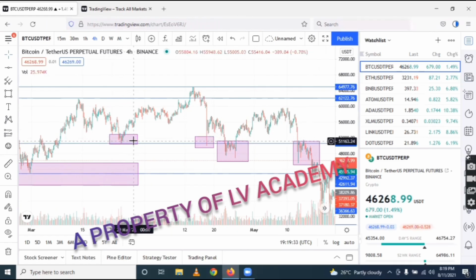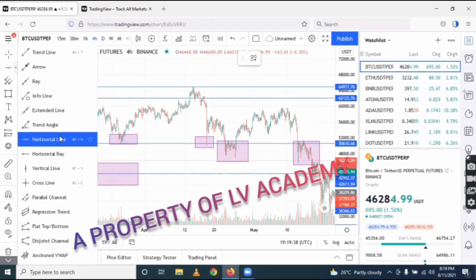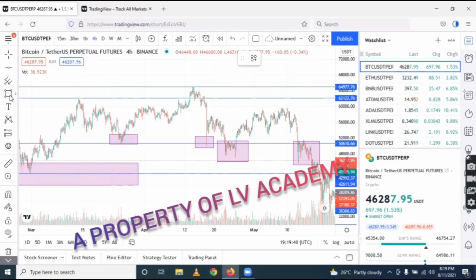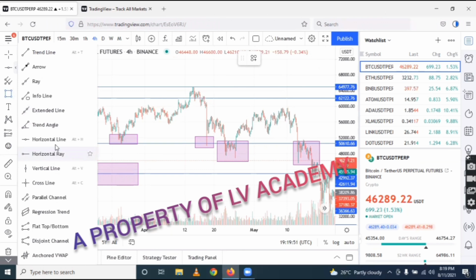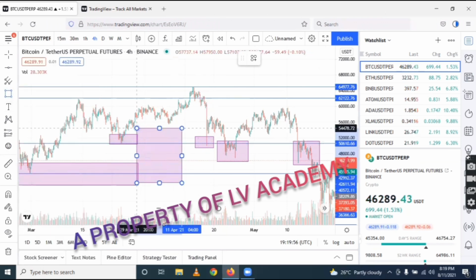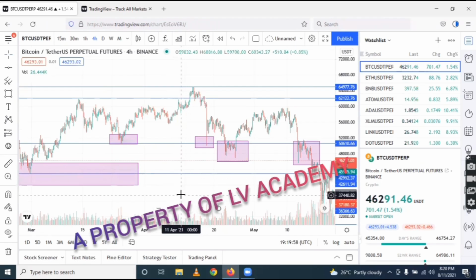As you can see, these are the tools you are going to use: the horizontal line or horizontal ray, then you draw this square, the rectangle. As you can see, rectangle. Then horizontal line or horizontal ray. Those are the most important ones for now. When we get to trend lines, I'll speak more on the other ones. No, sorry, next tomorrow rather. Next tomorrow, we'll continue with trend lines and the other support and resistance levels.